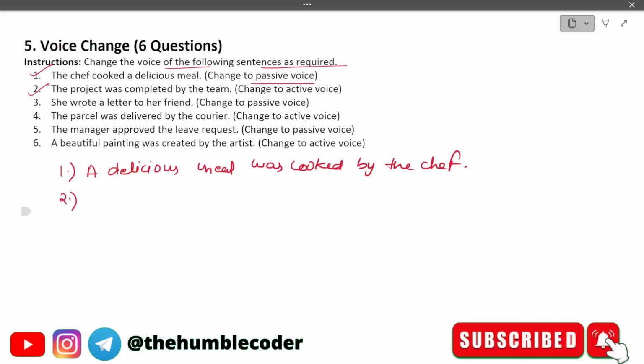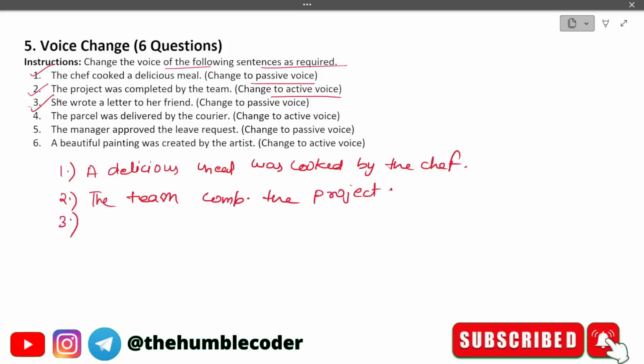Let's see question 2, and this sentence is in passive voice. We need to change it to active voice. The question is: the project was completed by the team. We need to change this to active voice. The correct answer will be: the team completed the project. Okay, so this is the correct answer. Let's move on to the next question now.